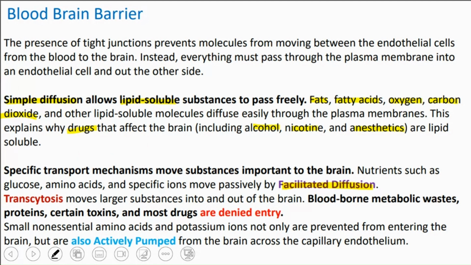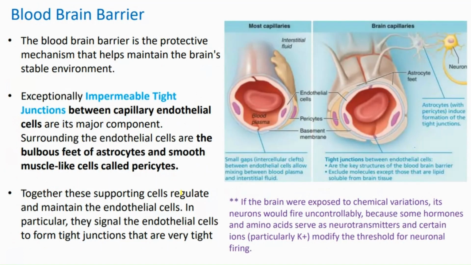or a transporter. This transporter will facilitate the diffusion of these nutrients, which are the glucose, the amino acids, and some specific ions. So these are important nutrients that we need in the brain, but we need a pump to facilitate their diffusion. So here there will be a diffusion of lipid-soluble components, and through a pump there will be facilitated diffusion of glucose, amino acids, and some ions.